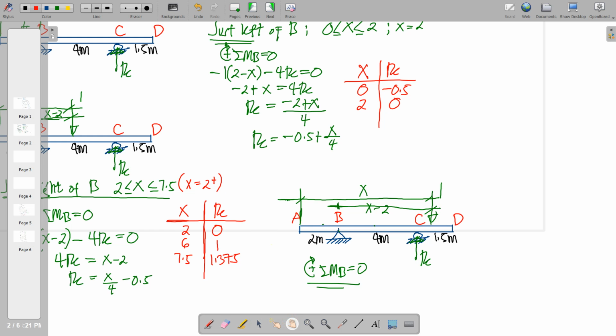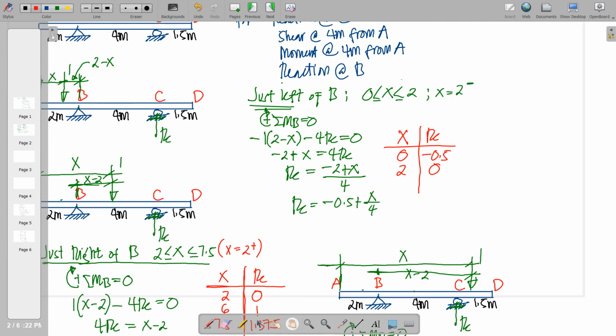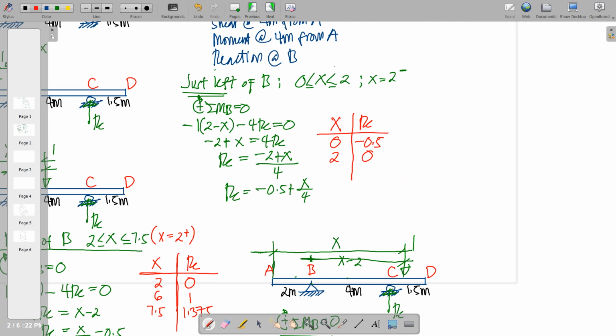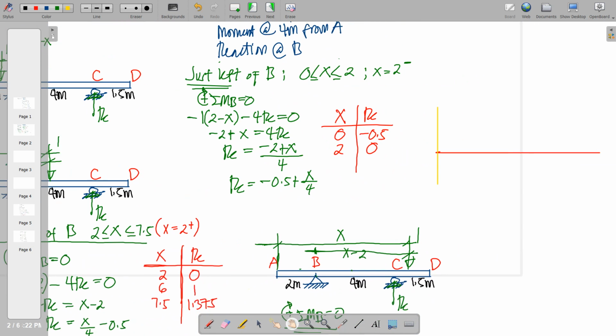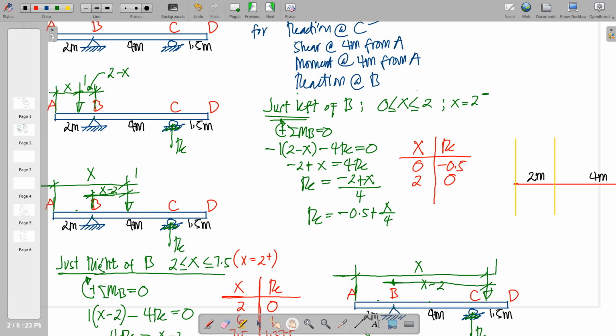So we are now ready to illustrate our influence line diagram. Let us have a single line here, and then indicate the segments. First we have this segment, and then we measure 2, 4, and 1.5.